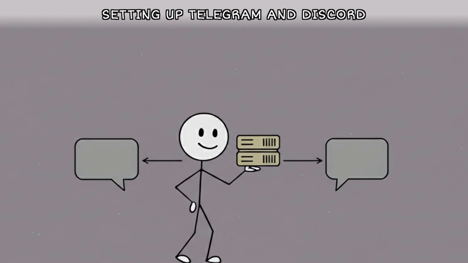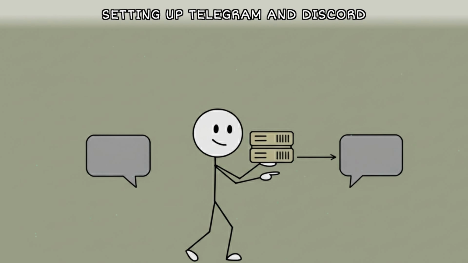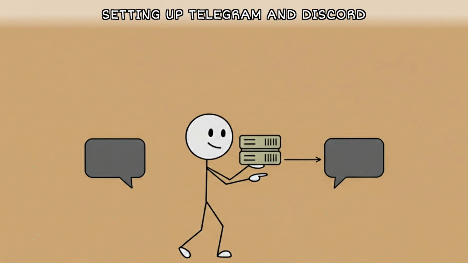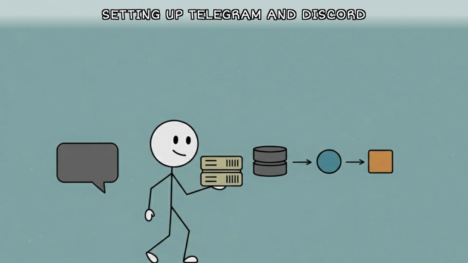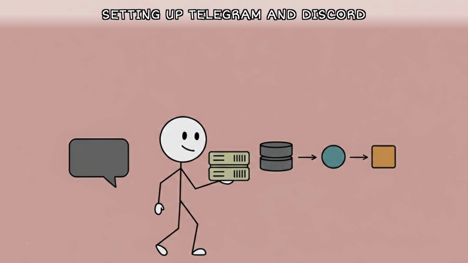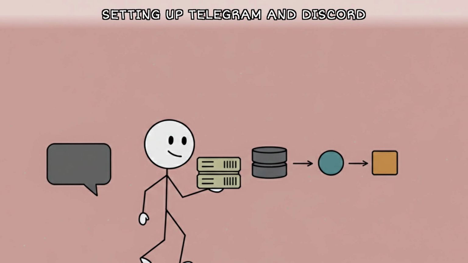You create their account in the system, give them credentials, invite them to your workspace. They show up and start working. Telegram and Discord bots work the same way. The benefit of bots is multi-user support.